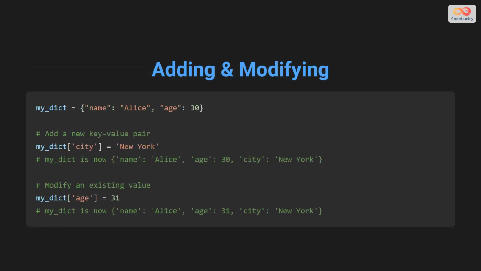Dictionaries are dynamic, and you will often need to add new information or update what is already there. To add a new entry, you just assign a value to a new key using square brackets. If you use an existing key, Python will simply update the value associated with that key. It is the same simple syntax for both adding and modifying elements.